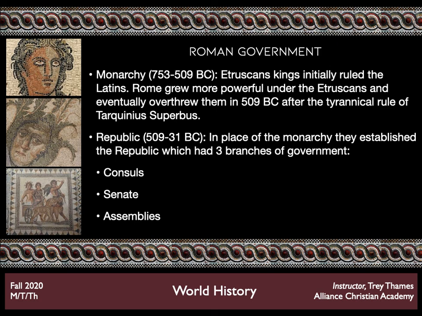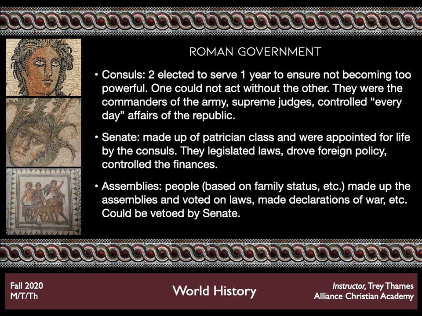This is going to be the Republic that has three branches of government: the consul, senate, and assemblies. These are terms you've probably heard before. Let's talk about the consuls real quick. They're elected to serve. There's two of them elected at a time for 1 year each. So they only serve for 1 year, and there's two of them.